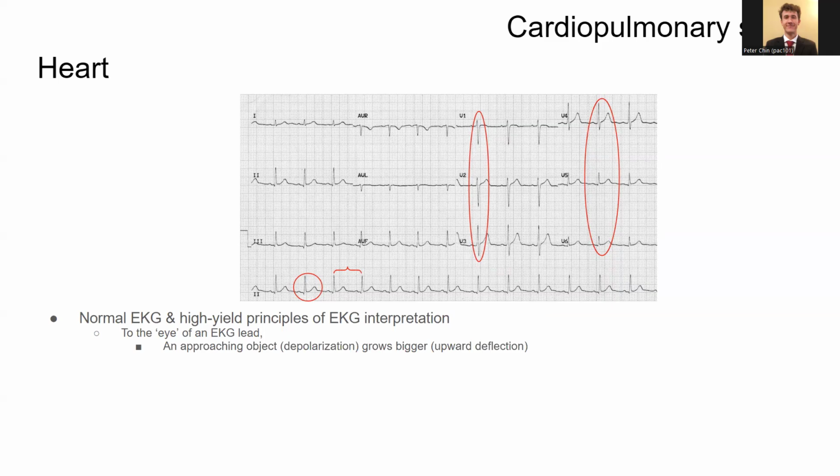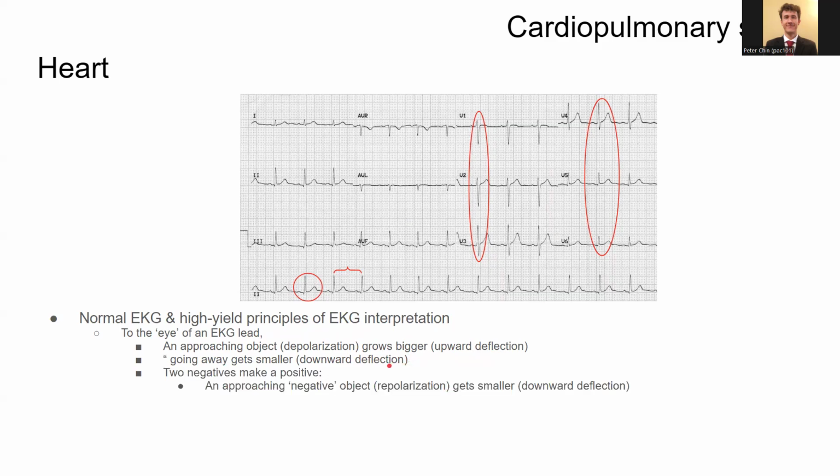And so that'll be like an upward deflection on an EKG. And then an object that's going away gets smaller, follows the same logic. And there's a downward deflection. And then we'll do a little bit of mental gymnastics. Two negatives make a positive.